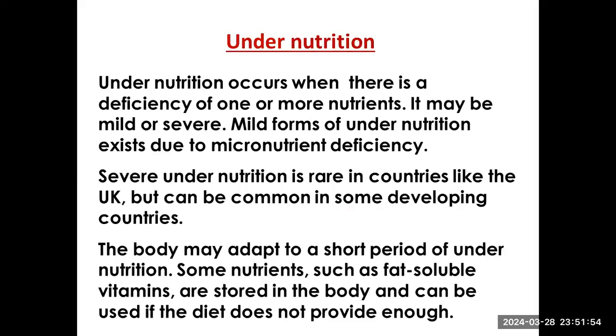Undernutrition, what happens? Undernutrition occurs when there is a deficiency of one or more nutrients. As I pointed out, in a balanced diet, all the nutrients must be in appropriate amounts. But undernutrition, when there is a deficiency of one or more nutrients, may be mild or severe, depending upon the amount of the deficiency. Mild forms of undernutrition exist due to micronutrient deficiency. What are micronutrients? Micronutrients are the vitamins and minerals.